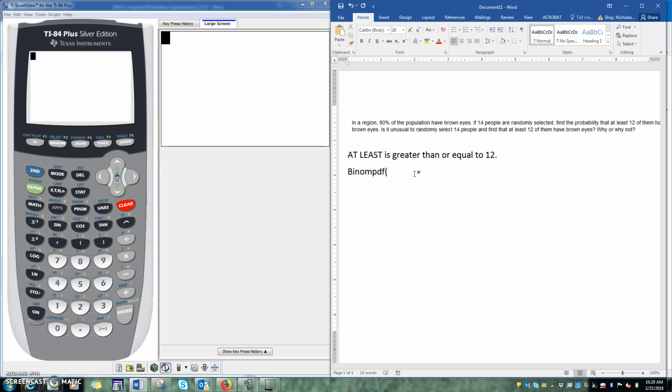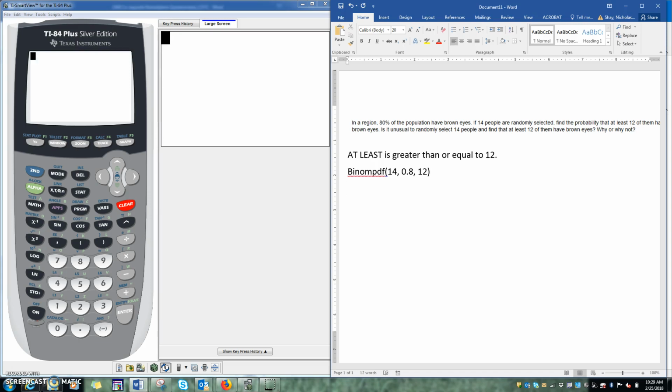Again, n is the number of trials, right? How many people are we picking? We're going to pick 14, comma. What's the probability that somebody has brown eyes? That's 80%, but we don't use 80, we do 0.8. And then, how many am I looking for? Greater than or equal to 12. So what's going to happen here is I'm going to need to get 3 different ones.